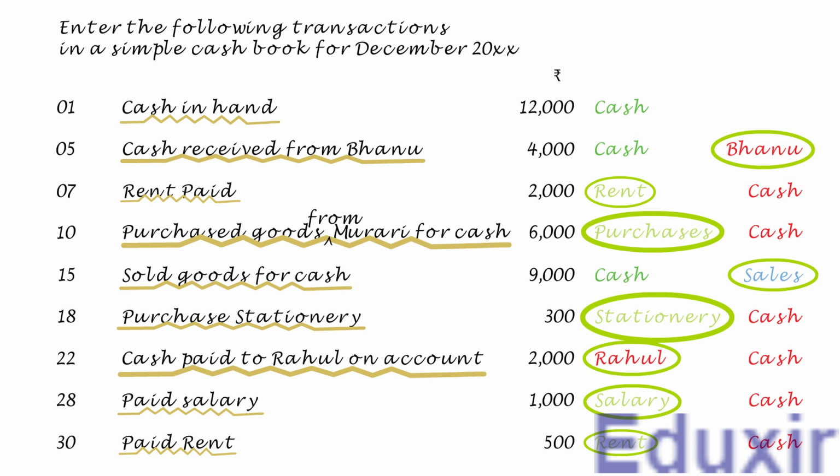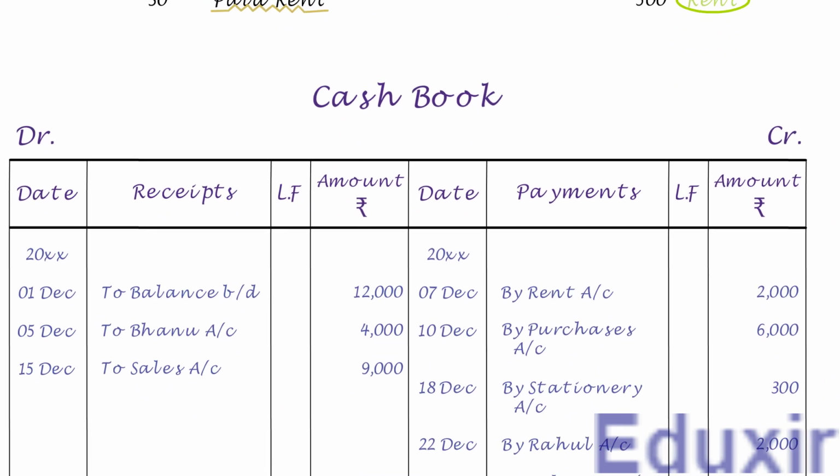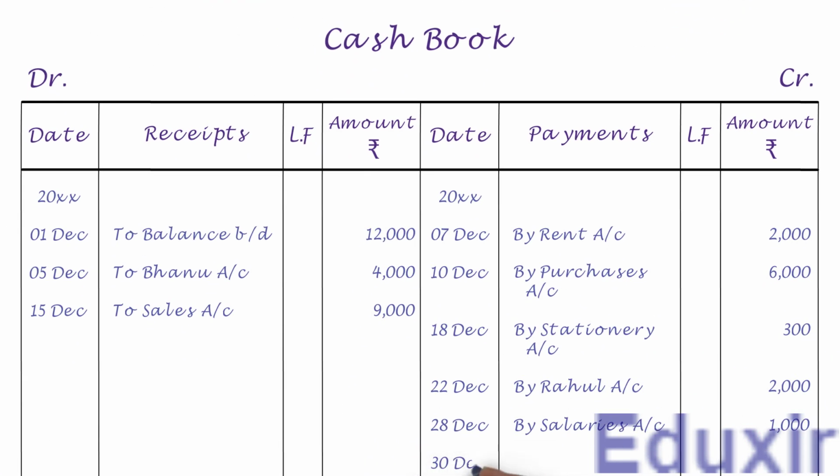With this analysis at our disposal, let us proceed with the posting of this transaction on the credit side of the cash book. Let us first record the date. Let us then record the rent account in the payments column. Let us then record the credit amount of 500 rupees in the amount column. With that, we have completed the posting of this transaction into the cash book. In fact, we have completed the posting of all the transactions into the cash book.